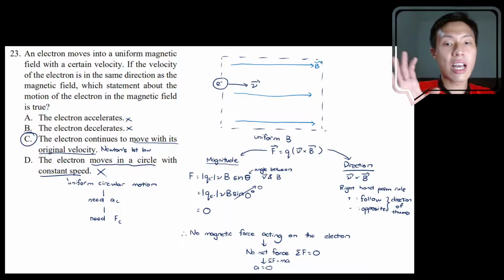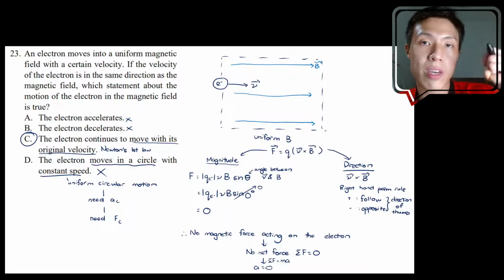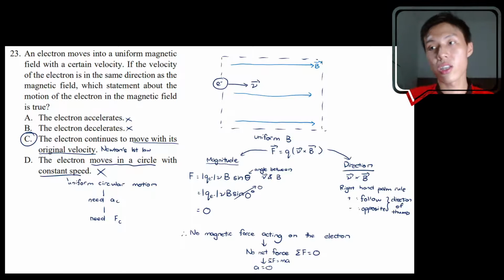So this is how we slowly analyze the situation to determine whether there's any acceleration. If there's no acceleration, you should expect constant velocity motion. Okay, so that's it for this question. Let's move on to the next one.